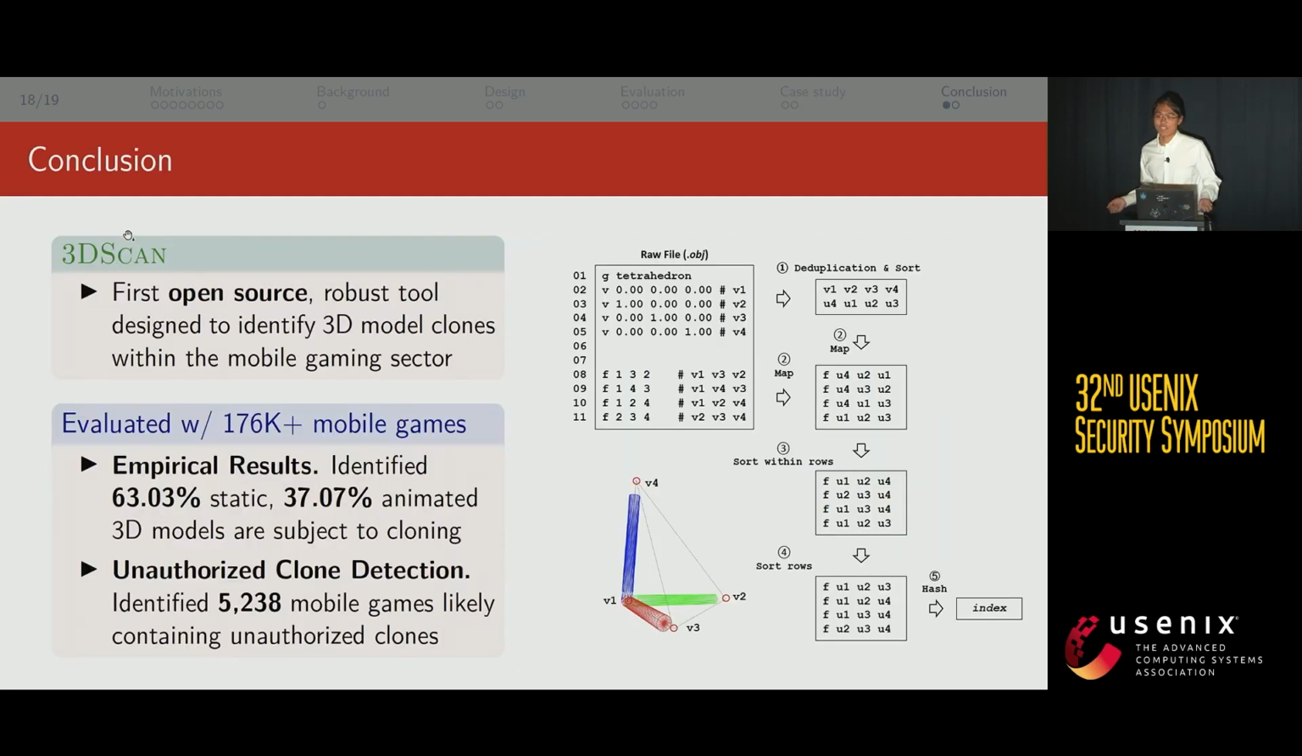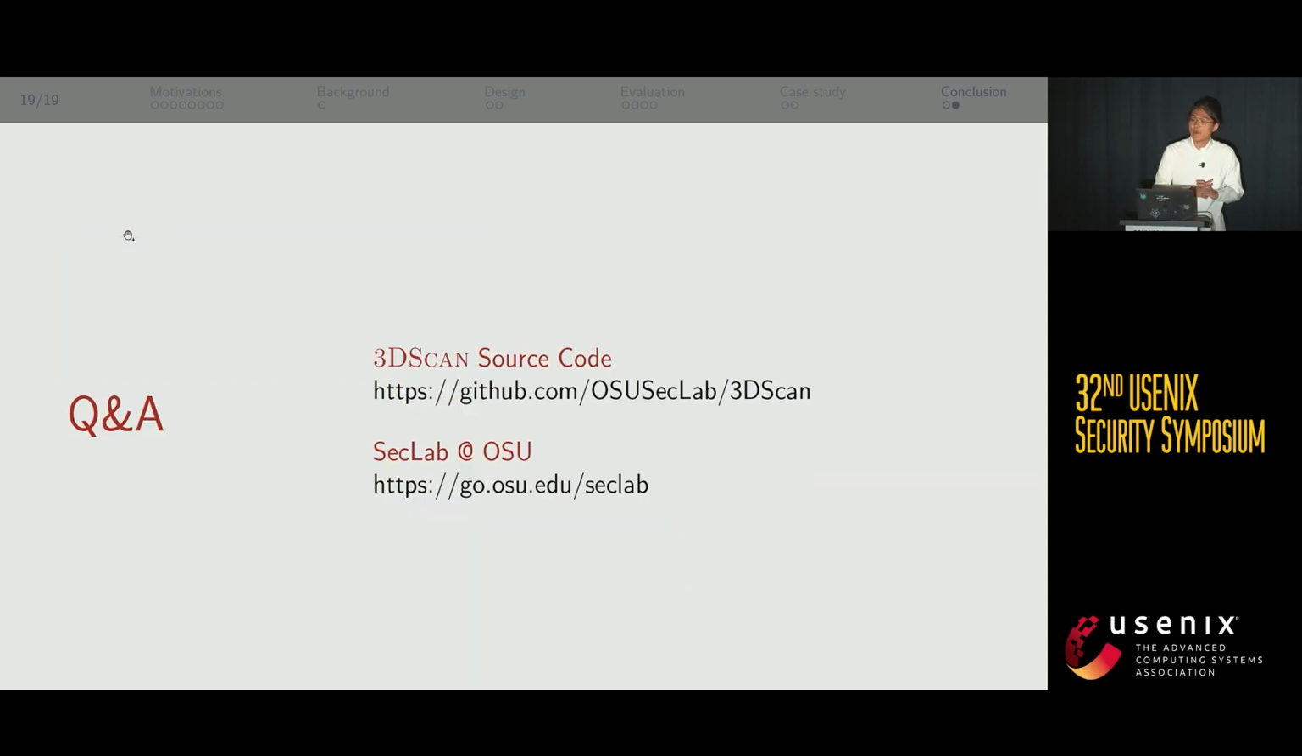So now we can conclude our work. We are the first to propose an open source robust tool designed to identify 3D model clones within the mobile gaming sector. We have evaluated our tool with over 176,000 mobile games. We have some empirical results, and we also identified over 5,000 mobile games that are likely to have unauthorized clones. All right, we have released our code on GitHub.